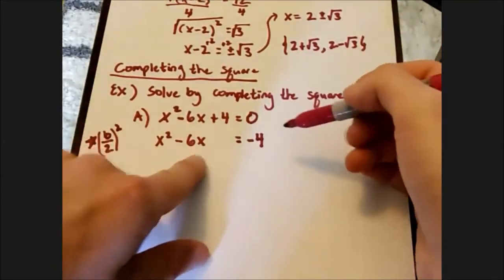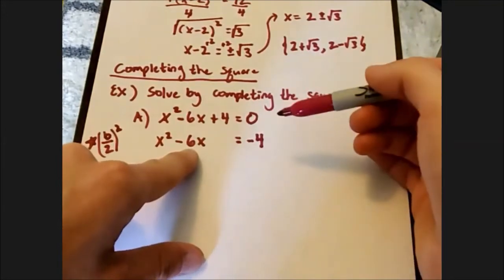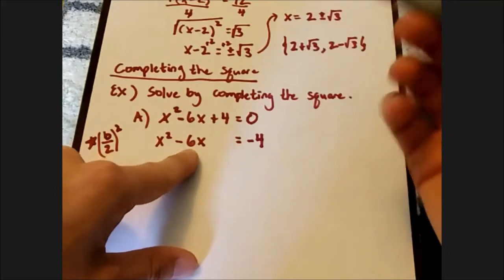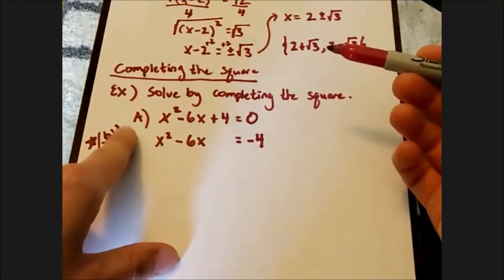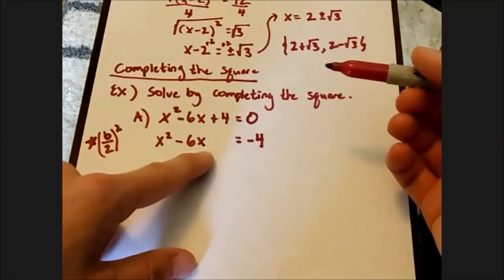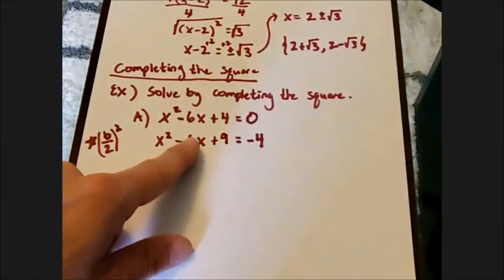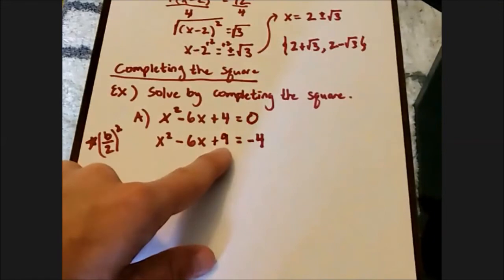So to fill in this gap here, I'm going to half b, so half of -6, which is -3, and then I'm going to square it. -6 over 2 squared is 9. So I'm going to put a positive 9 in that gap. Half of b squared, that's how you get that number.